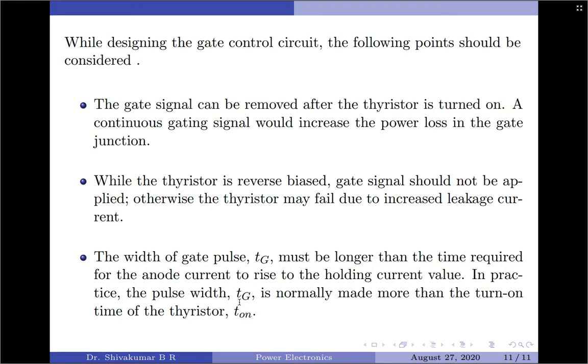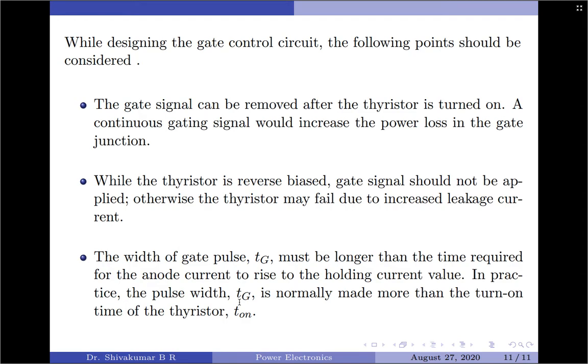Let us look at the first point here. It states the gate signal can be removed after the thyristor is turned on. This is because, as we know, a thyristor is a latching device. So, once the device turns on, the gate loses all its control and therefore the gate signal can be removed. Continuing the point, a continuous gating signal, as we have seen in the DC, would increase the power loss in the gate junction, and therefore a pulsed voltage will be a lot more appropriate than either an AC or DC gate signal.